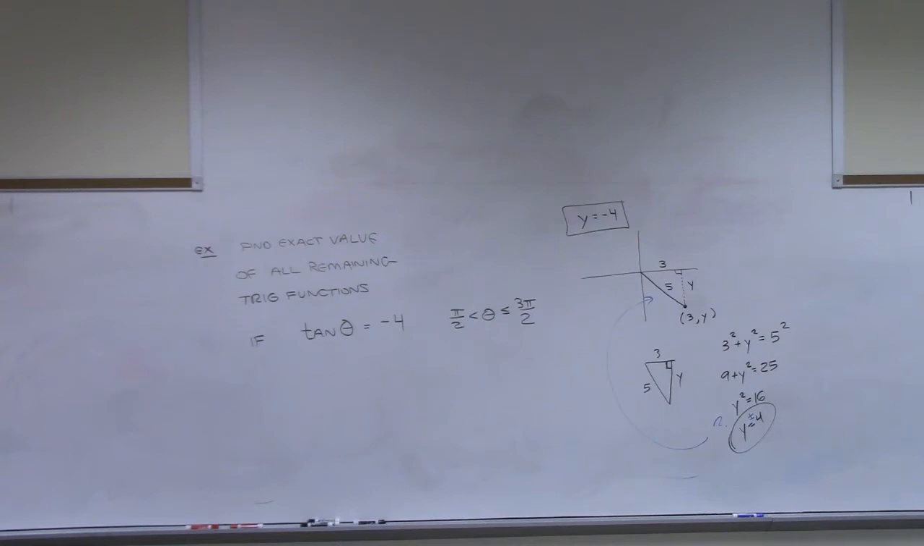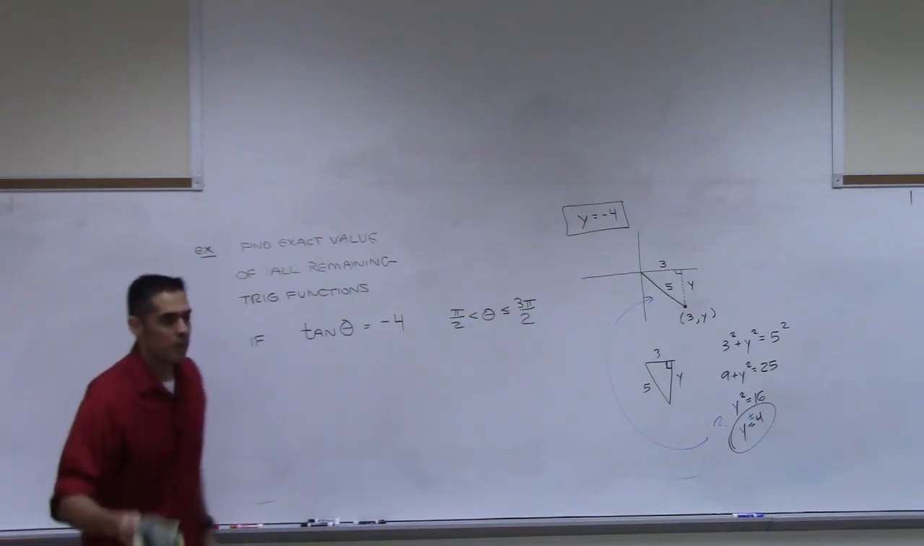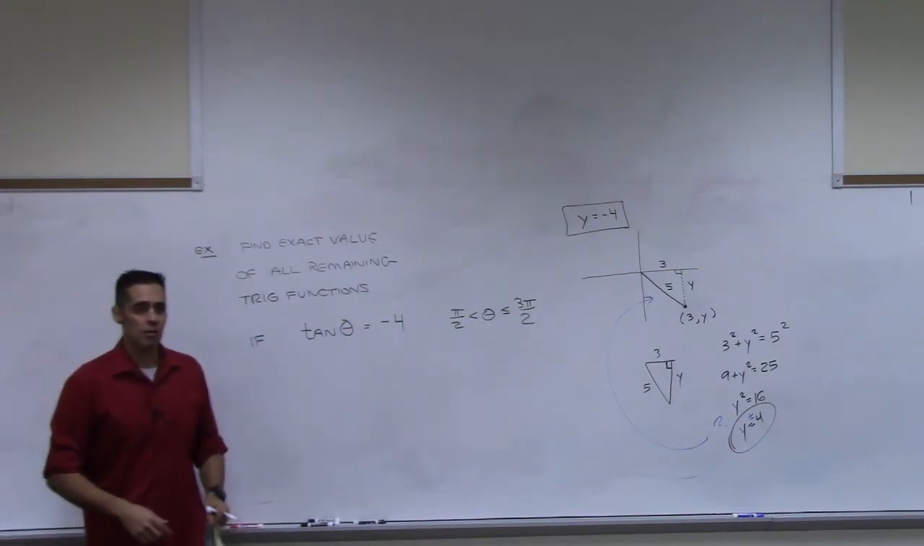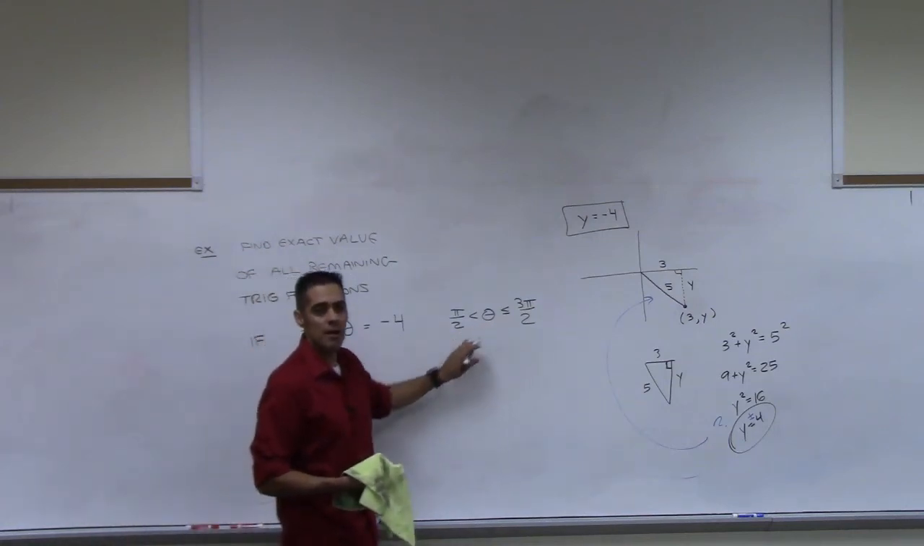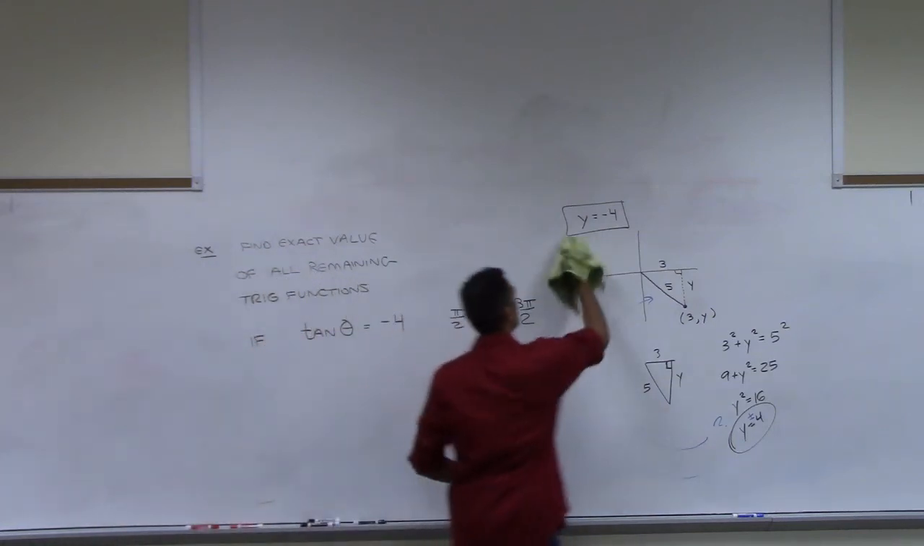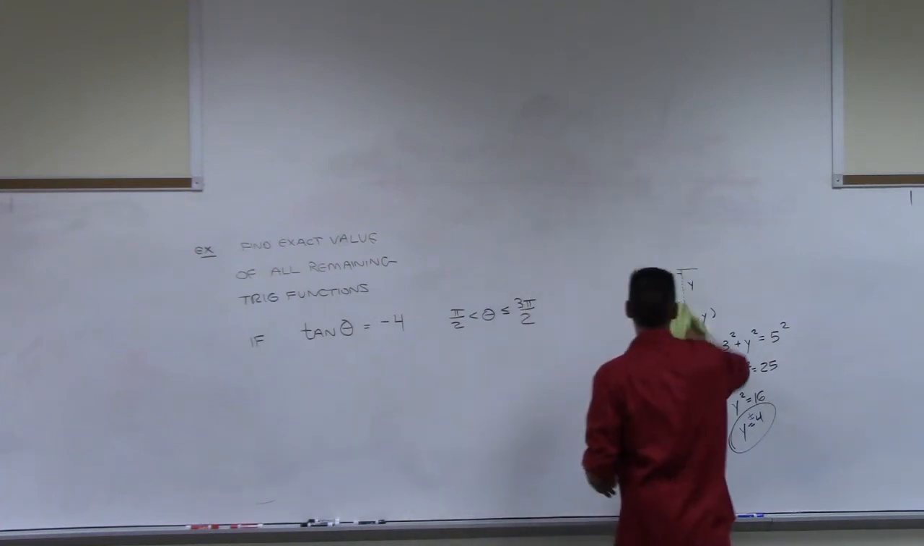And you have to think carefully about this one, all right? In the previous problem, I told you exactly what quadrant you were in, didn't I? In this one, I actually give you a range of where it is. So let's see if we can determine what's going on here.